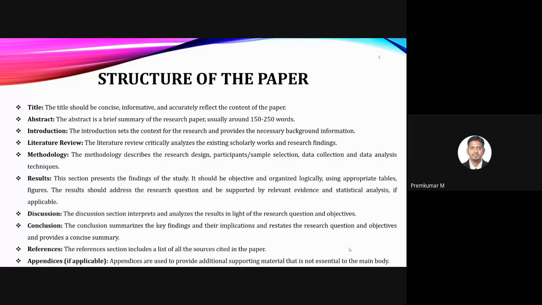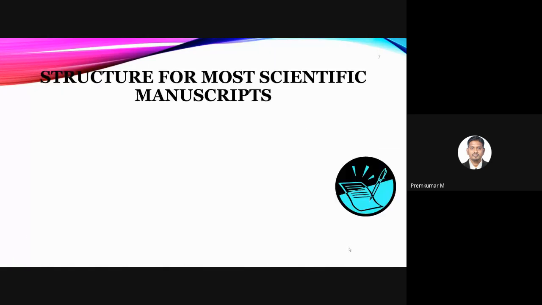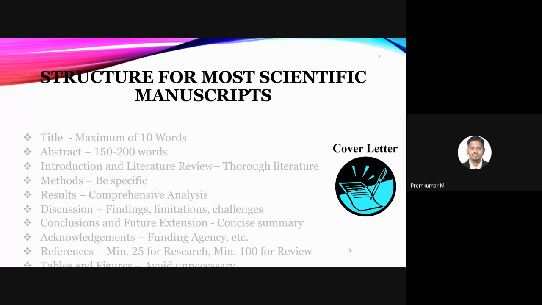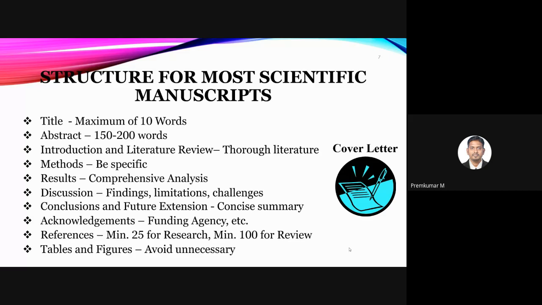So this is the structure of the research paper. Still, I can give you an overview of the structure. This is the concise set of instructions for writing a research paper. As I said, the title should not cross 10 words, and it's better to have the abstract within 200 words, 150 to 200 words.